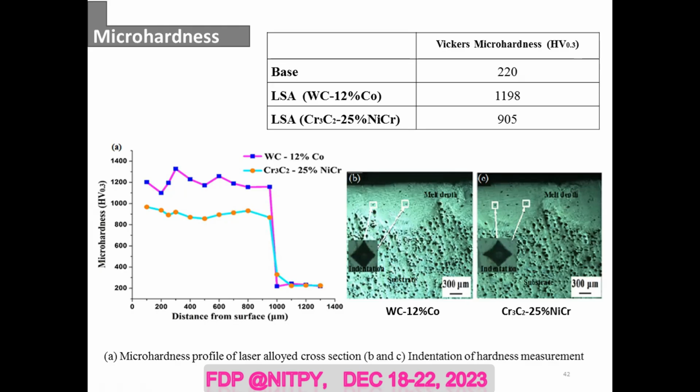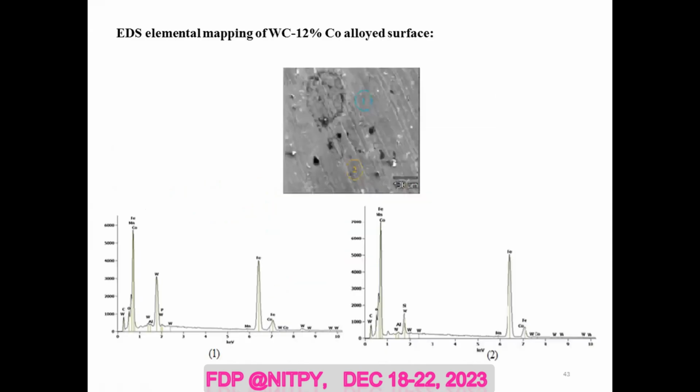And also when you come to the chromium carbide 25% nickel chromium alloy, it shows around 900 micro hardness values when we apply 300 grams of load. So this is also almost three times higher than the base material hardness. And the EDS elemental mappings also confirmed the necessary elements which are present in the laser alloyed specimens.